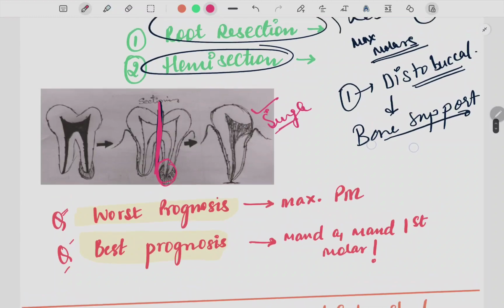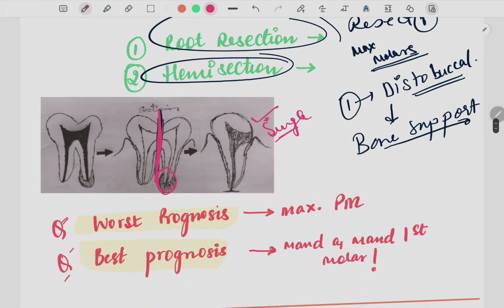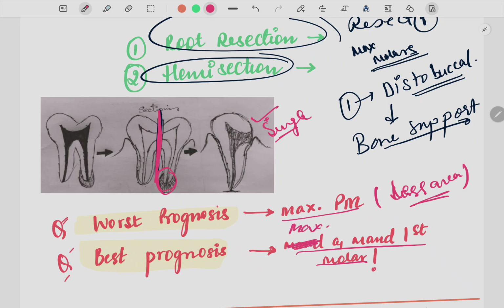Now I have already told you, but still you have to keep in mind which particular tooth is going to have the worst prognosis. Maxillary premolars, because obviously they are going to have less surface area, so these are the ones which are going to have the worst prognosis. You can't do hemisectioning and things like this in those. Okay, then the best prognosis, any molar, whether it is a maxillary first molar or a mandibular first molar, any molar you see is going to have a good prognosis. You can save molars, but in the case of premolars the prognosis is usually bad.